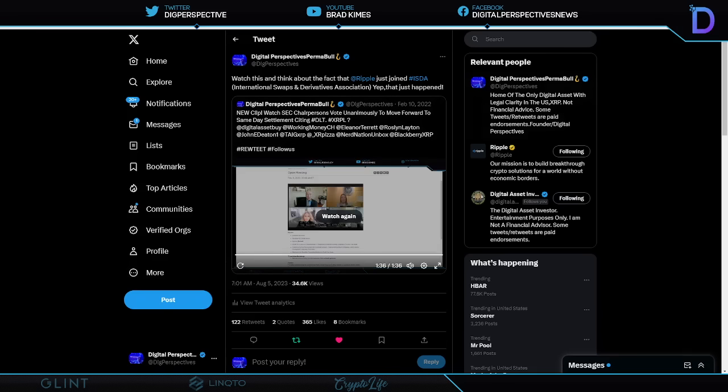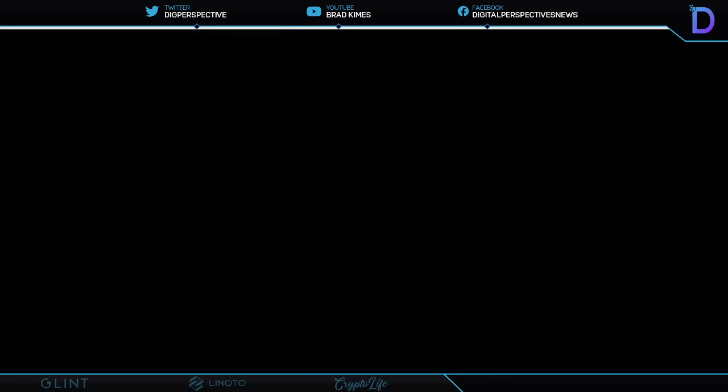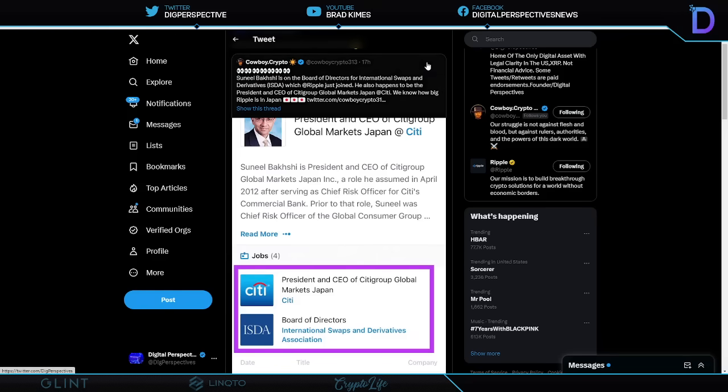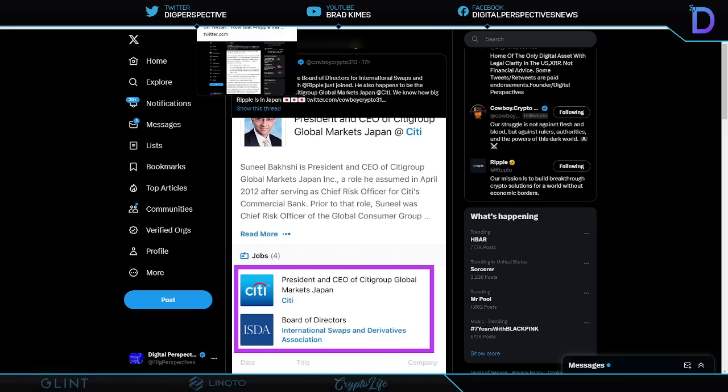And that was last year. And now we see Ripple joined ISDA, the International Swaps and Derivatives Association. Yep, that just happened. That was just 2 days ago. And then we take a look at this. Sunil Bakshi right here is on the board of directors for International Swaps and Derivatives, known as ISDA, which Ripple just joined. Shout out to Cowboy Crypto for this. He also happens to be the president and CEO of Citigroup Global Markets Japan. We know how big Ripple is in Japan, don't we? Yes, we do. I tell you what, this community is something else, ladies and gentlemen.